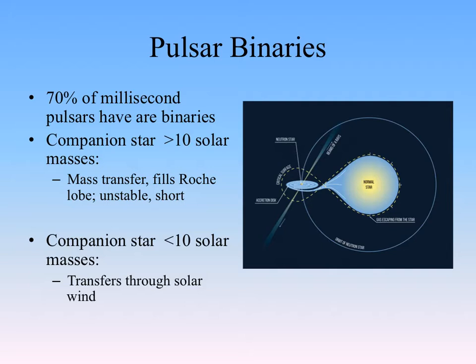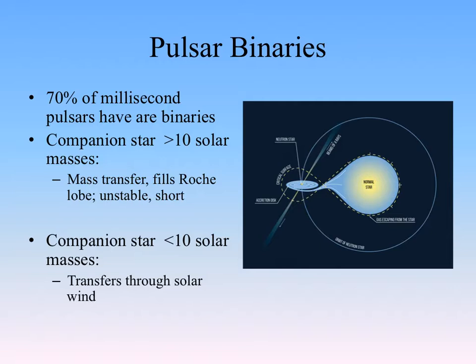So we have these millisecond pulsars that are created when it's within a binary pair. And we've already looked at binaries as a result of a white dwarf with a more massive companion, when it steals that matter, filling the Roche lobe surrounding the star. But in this case, we can have a pulsar that gets sped up by its companion star if that companion star is greater than 10 solar masses. So you have the same process of mass transfer filling the Roche lobe that makes it unstable, and these tend to live very, very short lives.